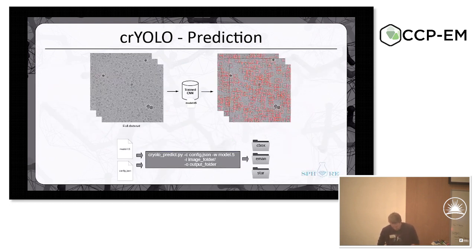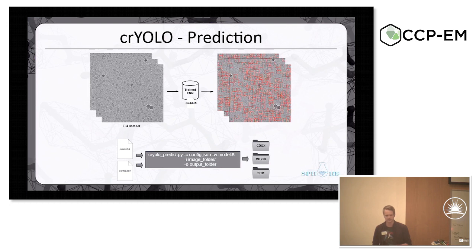The prediction is even easier. You just specify where are my images that I would like to pick. You give the predict command your model and your configuration file, and you specify where to save the results. And what you get are 3 folders: a star folder, an eman folder with eman2 box files, and a so-called cbox folder.